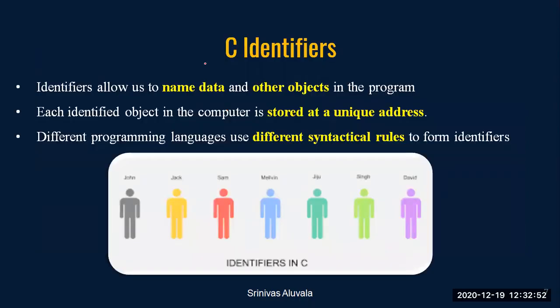Then coming to the identifier. Identifier is also a token. What is an identifier? An identifier is a name given to a data item or an object. Whenever I give a name to an object or a value, it is going to have a space in the memory of the computer and a unique address in the memory of the computer.